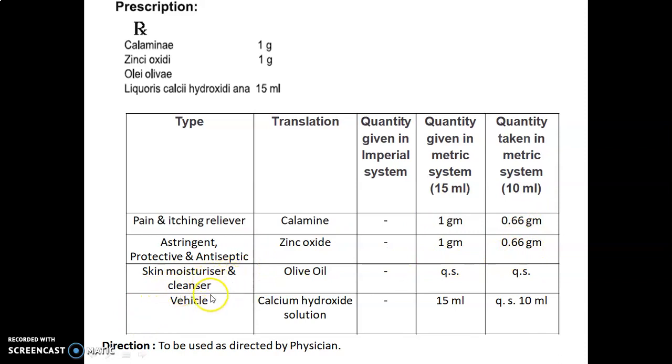Skin moisturizer and cleanser, that is olive oil. Quantity given in the metric system is a quantity sufficient, and the quantity taken in the metric system is also a quantity sufficient to wet the calamine and zinc oxide. Calcium hydroxide solution is used as a vehicle. Quantity given in the metric system is 15 ml and quantity taken is a quantity sufficient to prepare 10 ml. Direction: to be used as directed by physician.